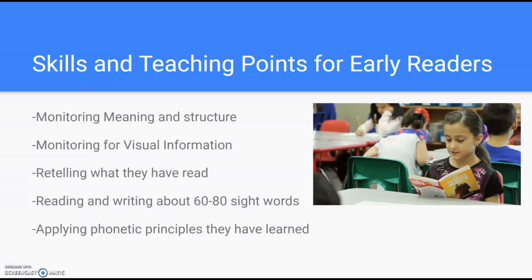Early readers typically read at text levels D through I. They work on skills such as monitoring for meaning and structure, monitoring for visual information, rereading at points of difficulty to access meaning and structure, using a variety of strategic actions to solve words, reading easy and familiar books with phrasing and expression, retelling what they have read, and rereading and writing about 60 to 80 sight words, as well as applying phonetic principles that they have learned.